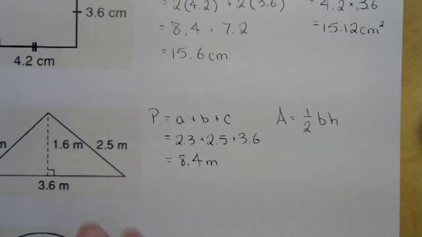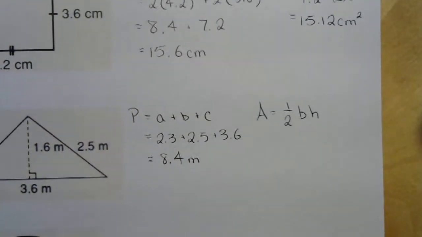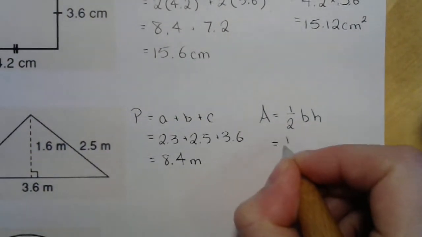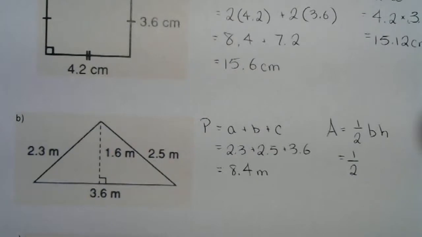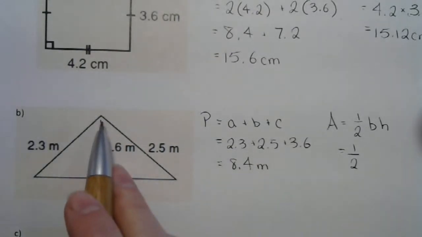And the reason for that is if we were to make this a rectangle with this as the length and this as the width, the triangle is always going to be half of the area of the rectangle. So we have half of the length of the base for this triangle, which is 3.6 meters.